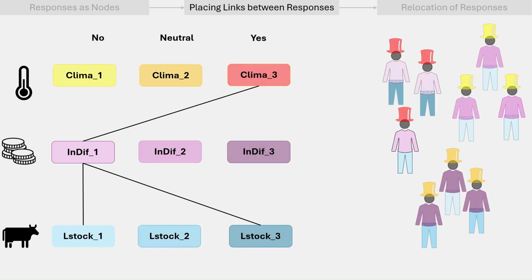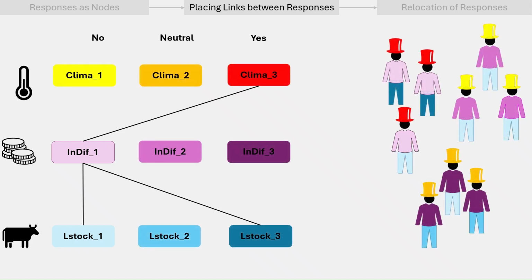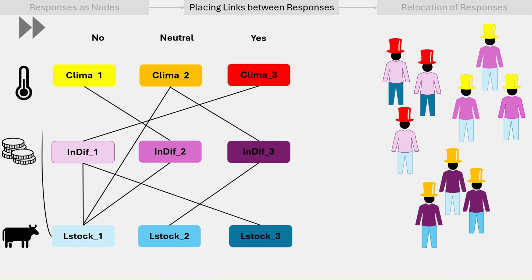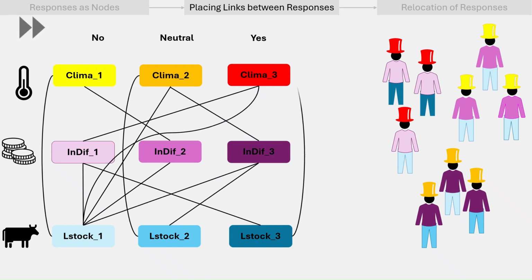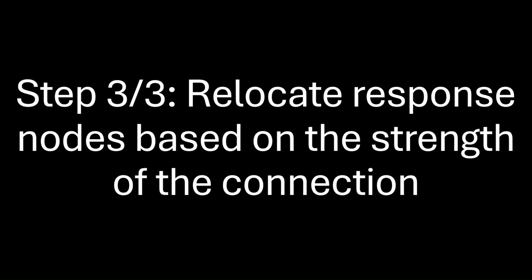This process is repeated for all the other response nodes in the network. Response nodes are only connected in the case that they are positively correlated. In other words, if responses to different issues are often held by the same people within the population, the response nodes get connected. Moving on, the third and last step is to relocate responses within the network based on the strength of the connection.